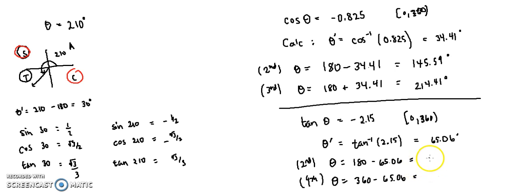And when you plug those in, you get 114.94. We can tell that's definitely in the second quadrant. And then we plug this one in and we get 294.94, and that's definitely in the fourth quadrant. And then you can always go back and double check them, take the tangent of those, and it should be pretty close to the value that we started with.